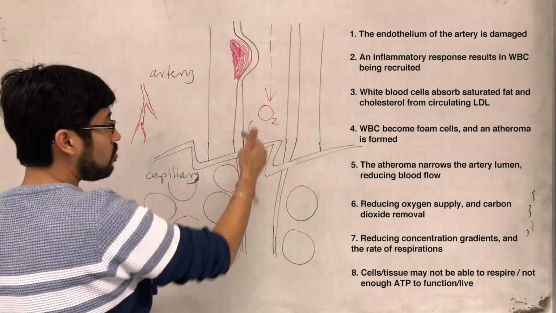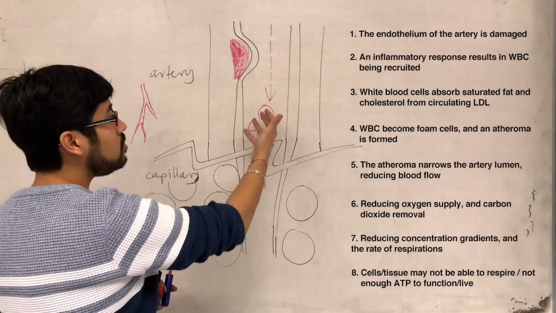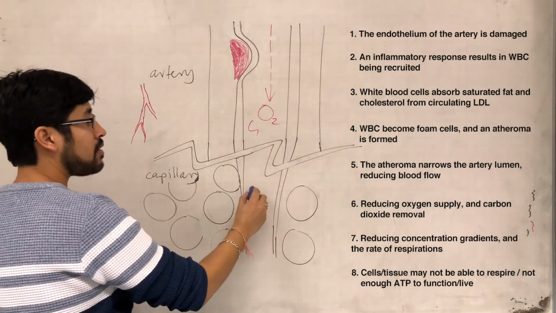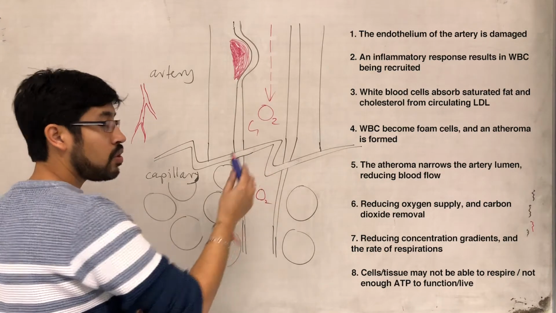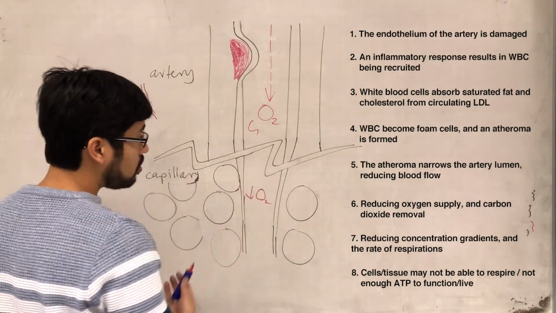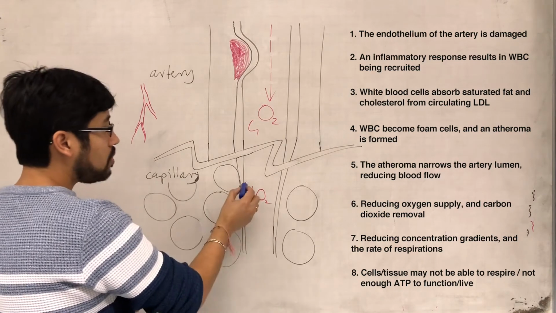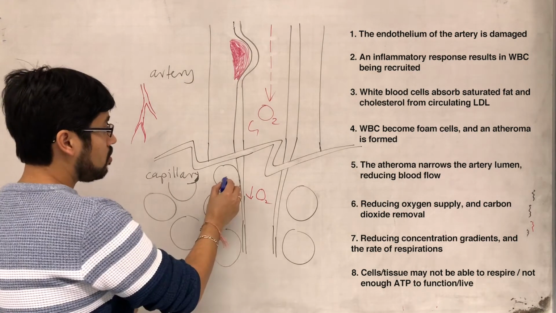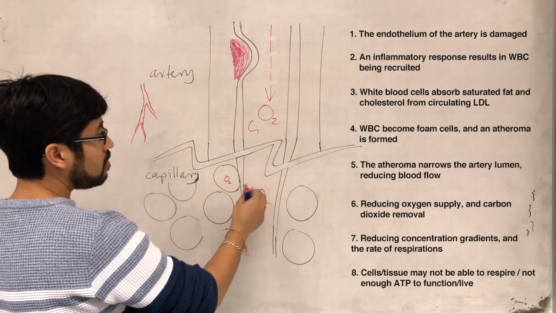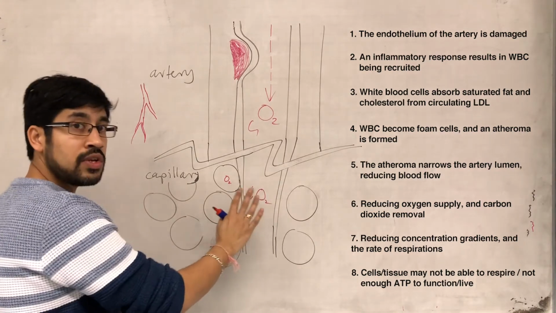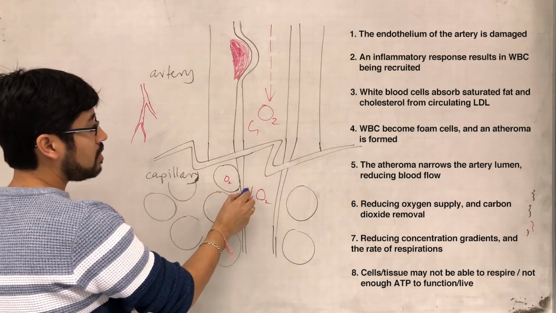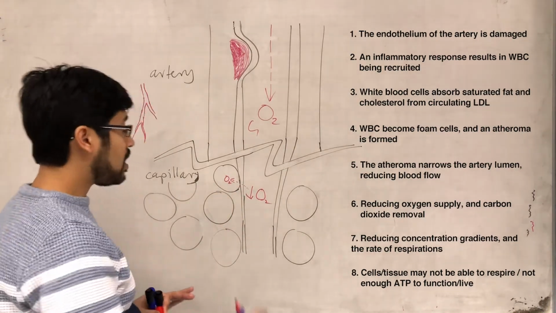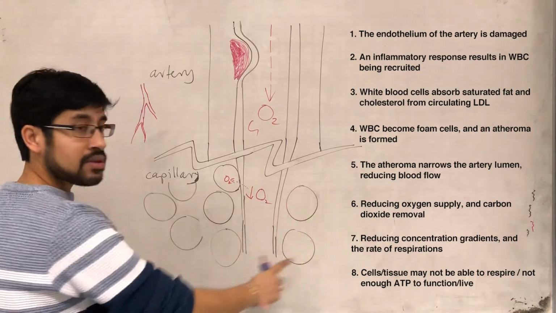Because we've reduced the blood flow, further down the line, effectively, we've reduced the supply of oxygen. So around these cells, this capillary now has a reduced oxygen concentration. Because of the reduced oxygen concentration, we've got a smaller concentration gradient. So instead of having a high level of oxygen here, we've now got a reduced level of oxygen. And because of that, the rate of diffusion of oxygen into these cells is going to be much lower, and in fact, it might be insufficient to support all these cells.